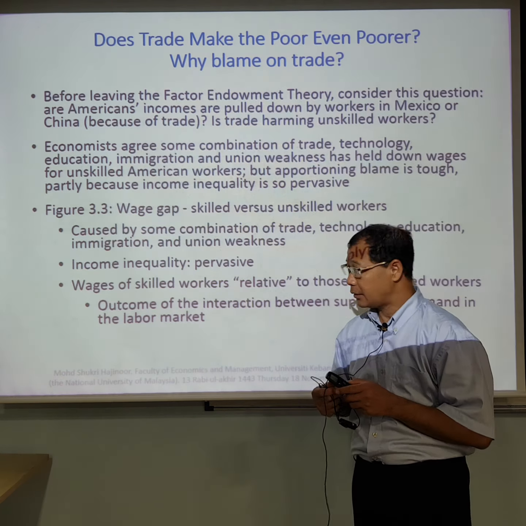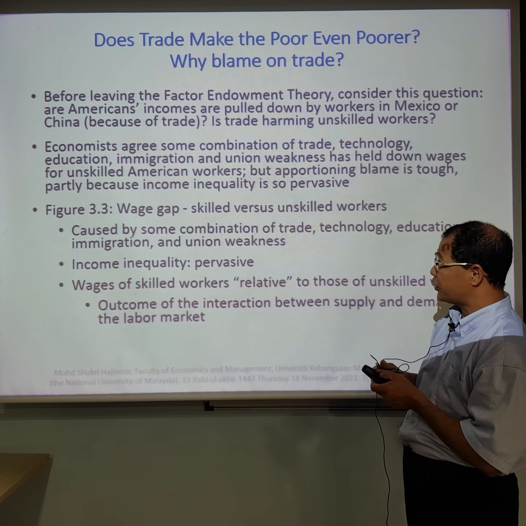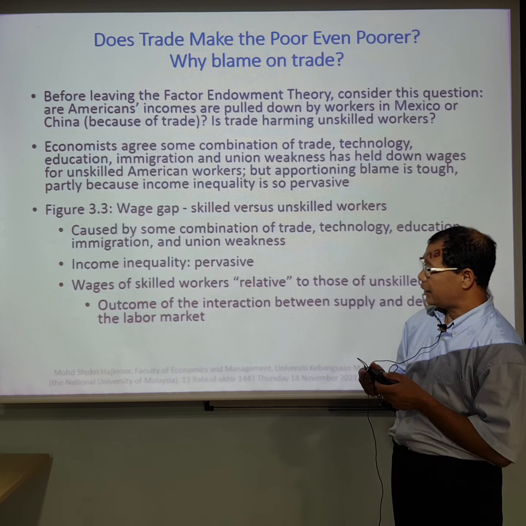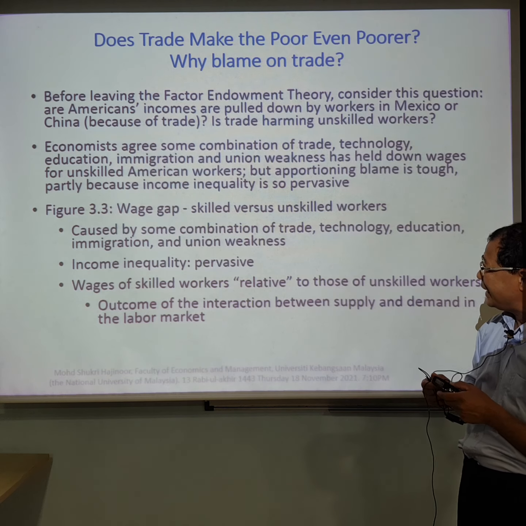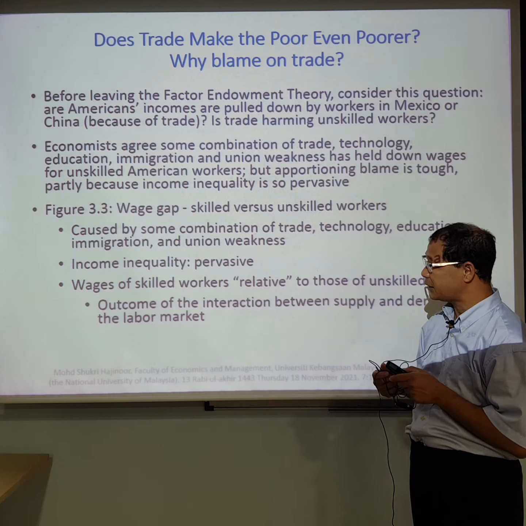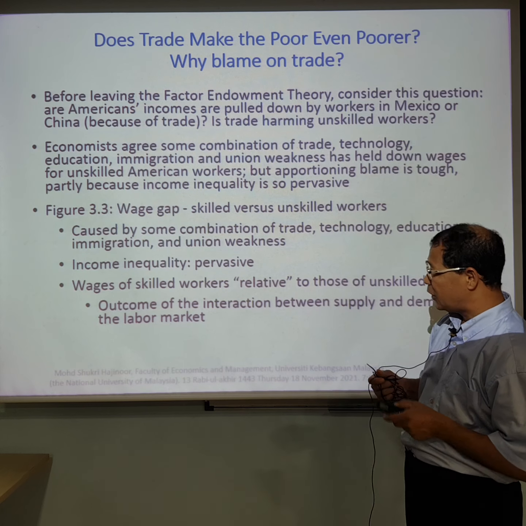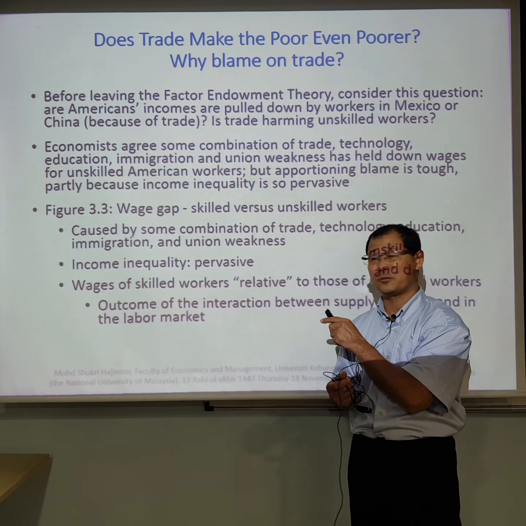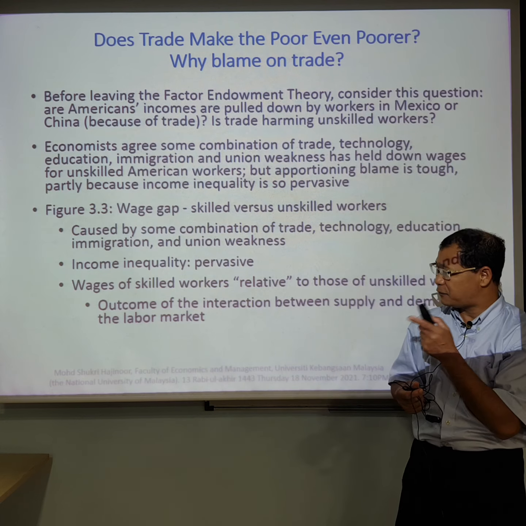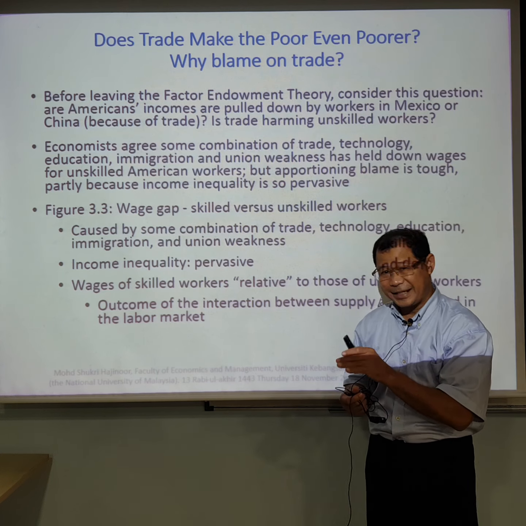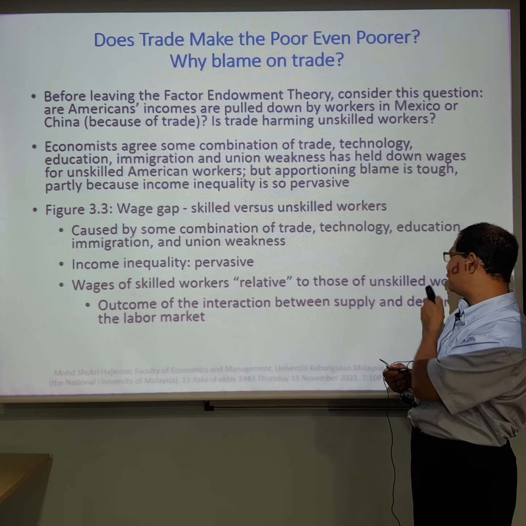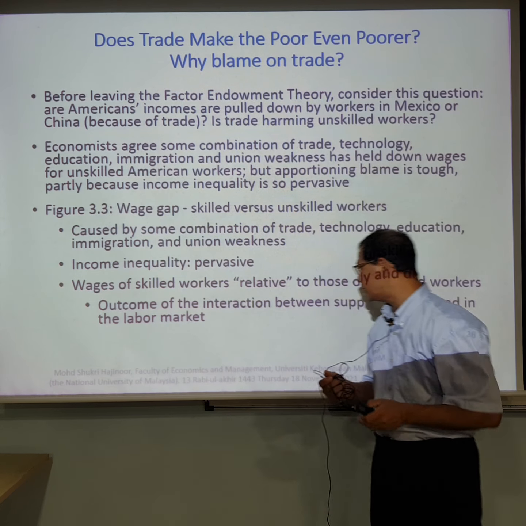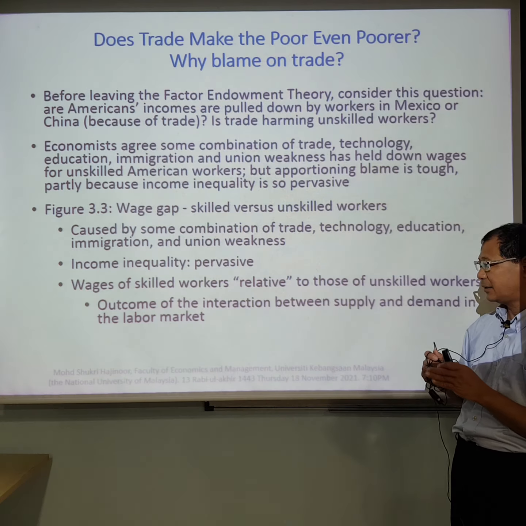So we're going to use our example in Figure 3.3 here, looking at the wage gap between the skilled versus unskilled workers. The wage gap among them, as mentioned earlier, is caused by some combination of trade, tech change, education, immigration, and union weakness. Wages of skilled workers relative to those of unskilled workers are actually the outcome of the interaction between supply and demand in the labor market.